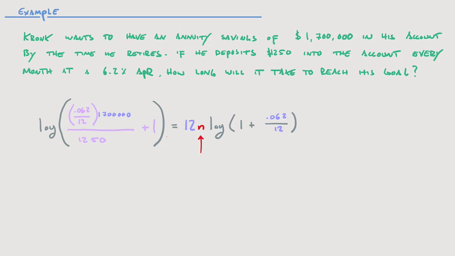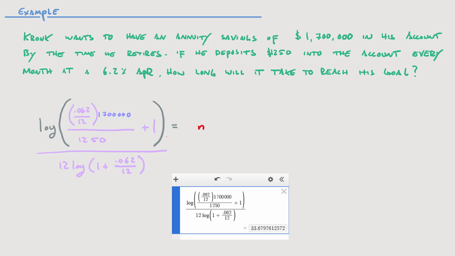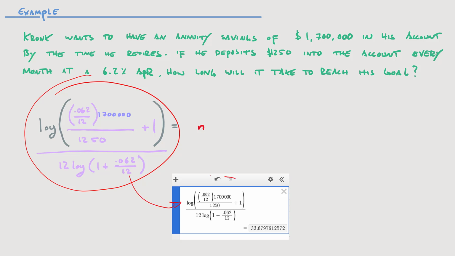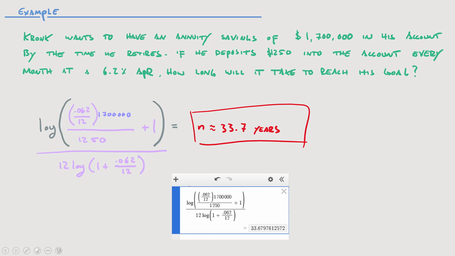And now we want to get n by itself. It's being multiplied by these two things, so let's divide both sides by 12 times the log of 1 plus 0.062 over 12. The 12s will cancel, the log of 1 plus 0.062 over 12 will cancel, and you're just going to get n by itself. Then I plugged this whole thing exactly as it is into Desmos, and it spit out 33.7 years, approximating. So it'll take Kronk 33.7 years to reach his goal.